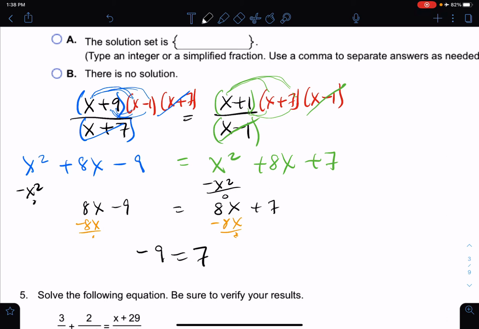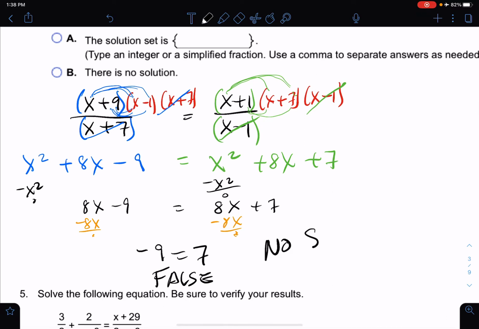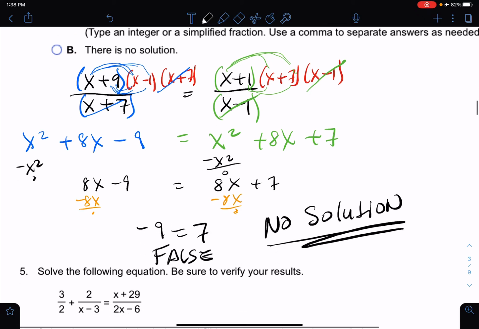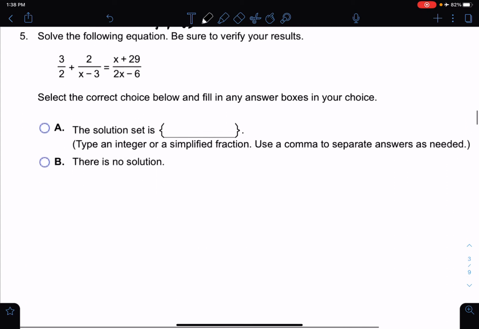Now, is that true or false? That is false. That's a false statement. So when our variables drop out and we have a false statement, the answer is going to be no solution. Okay, no solution.